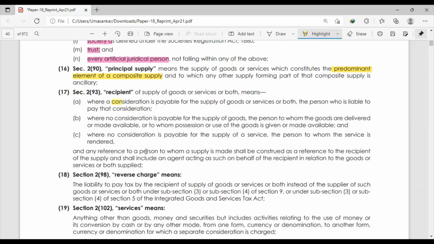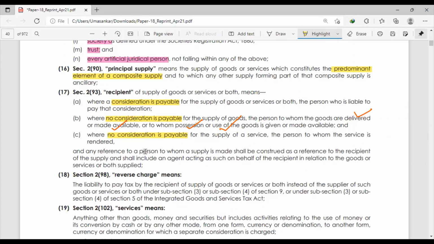See, the person who pays the consideration is called the recipient. Where no consideration is payable, then the person to whom the goods are delivered or made available, or at whom possession or use of the goods is given. Next, here also no consideration is payable, but for supply of services, the person to whom the service is rendered.